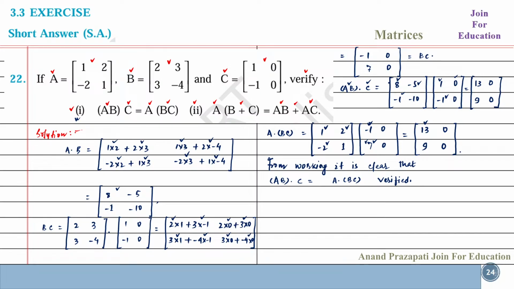Similarly, we can find out. First of all, we find out AB and AC and B plus C into A. Similarly, we can verify 2. After that there is no problem to understand the solution of this question. If you have any doubt, write into the live chat box which is open to all of you.